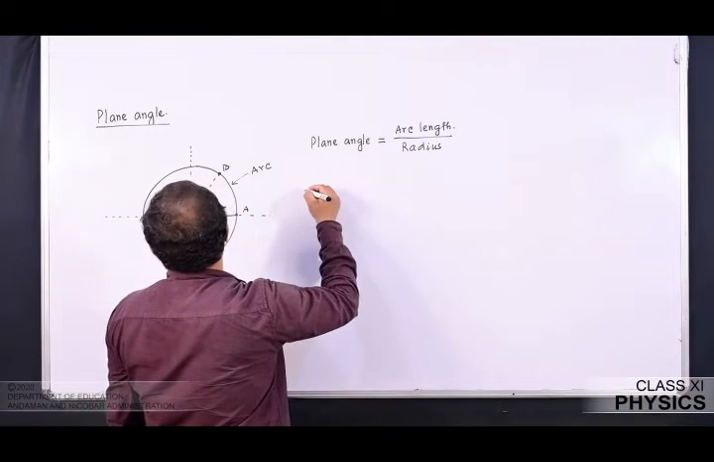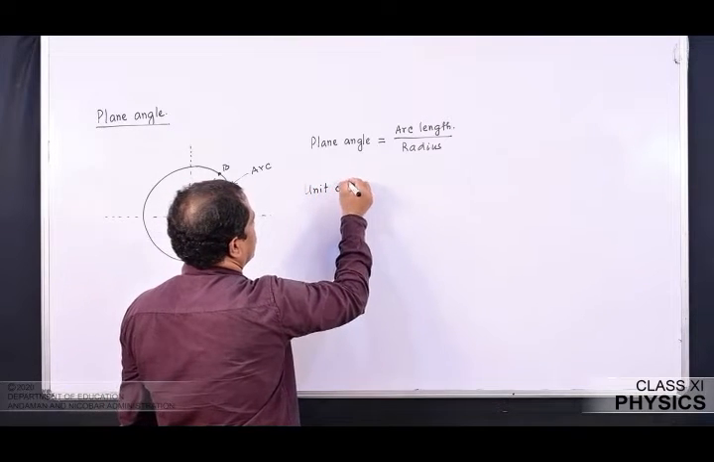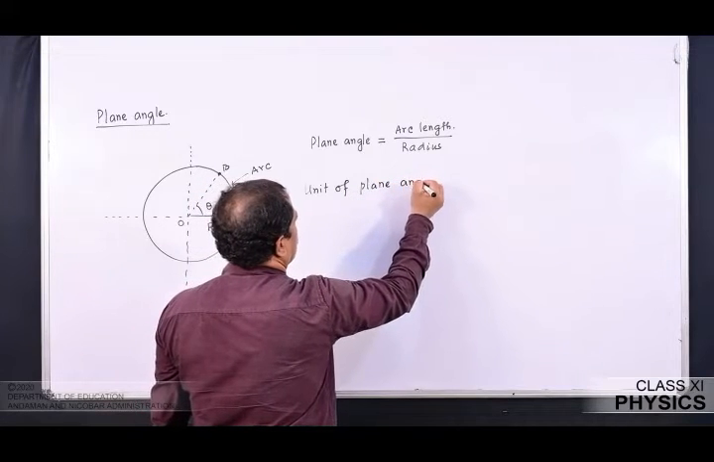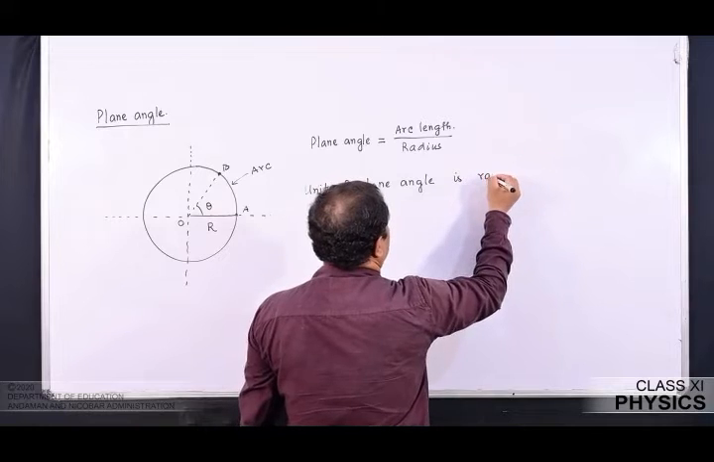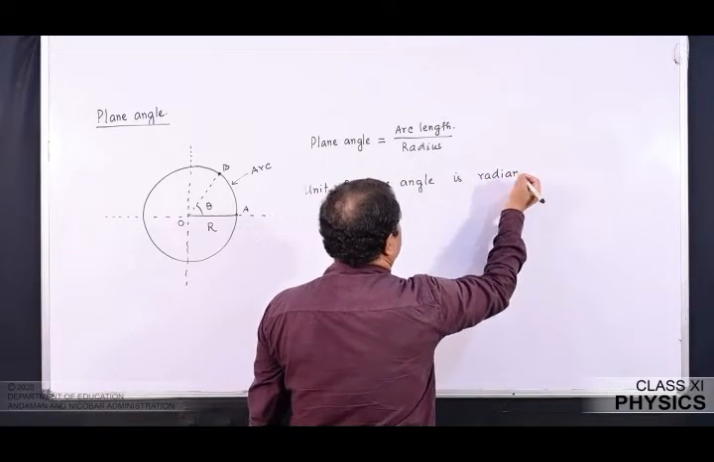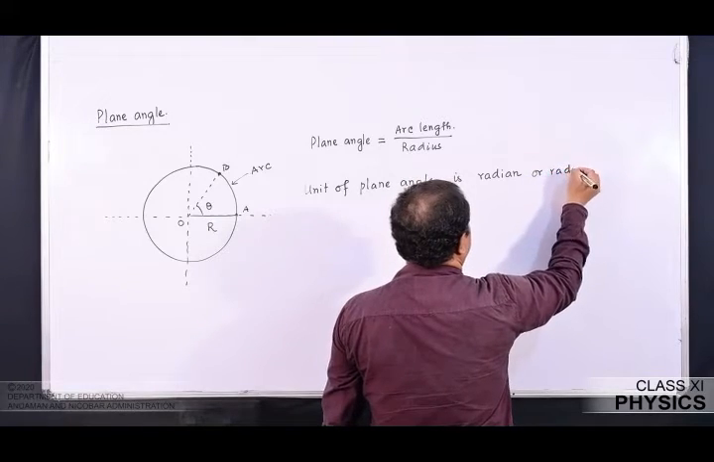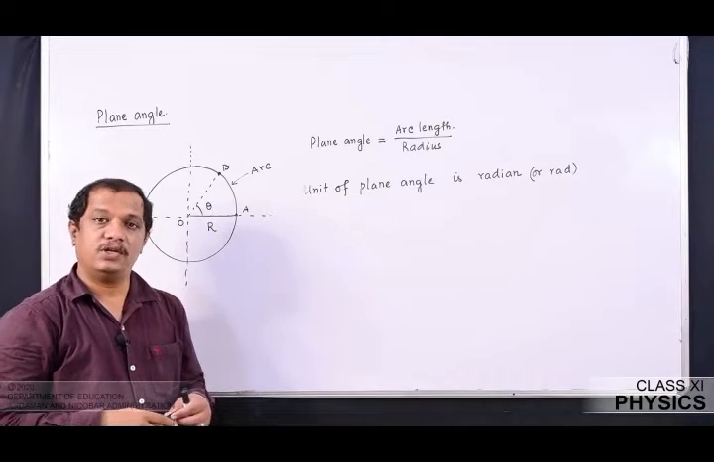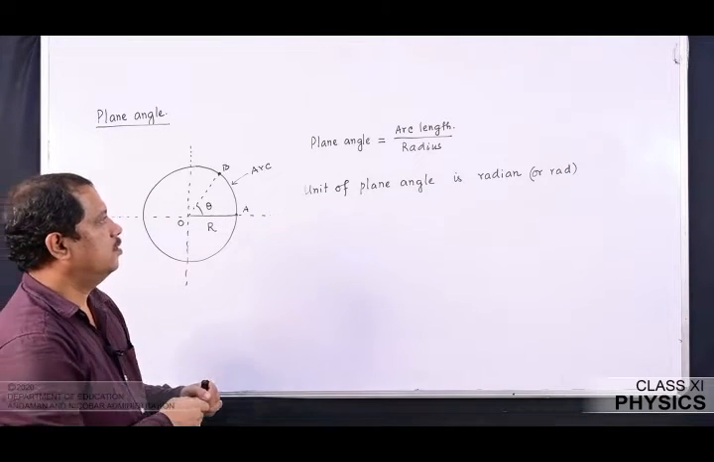Then if we talk about the unit of plane angle, it is radian. In abbreviated form, we write it as RAD. So, this is how we give the SI unit of the supplementary physical quantities. This we need to keep in mind.